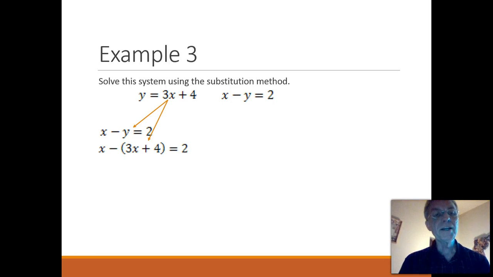So now it becomes x minus 3x minus 4 equals 2 because I distributed the -1 that's in front of the parentheses across the parentheses. Combine the like terms gives me -2x minus 4 equals 2. Add the 4 to both sides gives me -2x is equal to 6. Then I divide both sides by the -2, which gives me x equals -3.